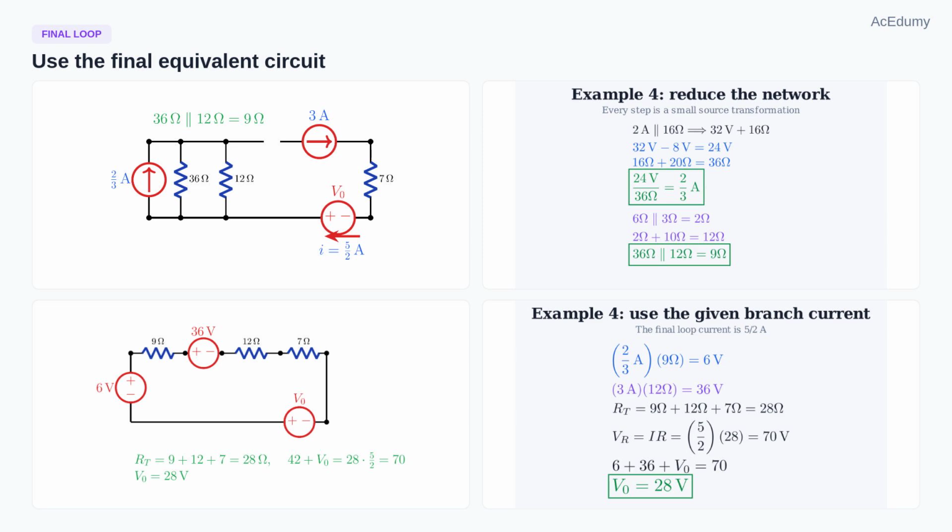path. At the end, the loop resistance is 9 plus 12 plus 7, which is 28 ohms. The given current is 5 over 2 amperes, so the total resistor drop is 28 times 5 over 2, equal to 70 volts. The sources contribute 6 volts plus 36 volts plus V0, so 42 plus V0 equals 70. Therefore, V0 equals 28 volts.